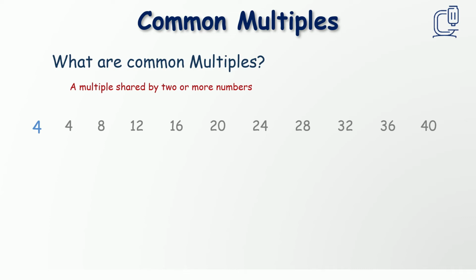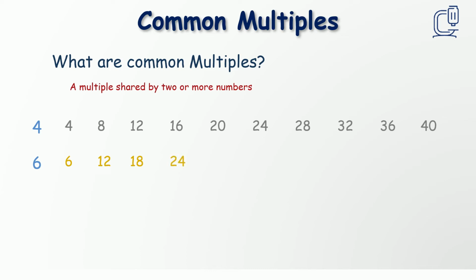So now we have these multiples of 4. Let's get some multiples of 6. So we take the same steps. We take 6 times a non-zero whole number like 1. So 6 times 1 is 6, which is a multiple of 6. So to get another multiple, we do 6 times 2, which gives 12. 12 is another multiple. And then we do 6 times 3, which is 18.